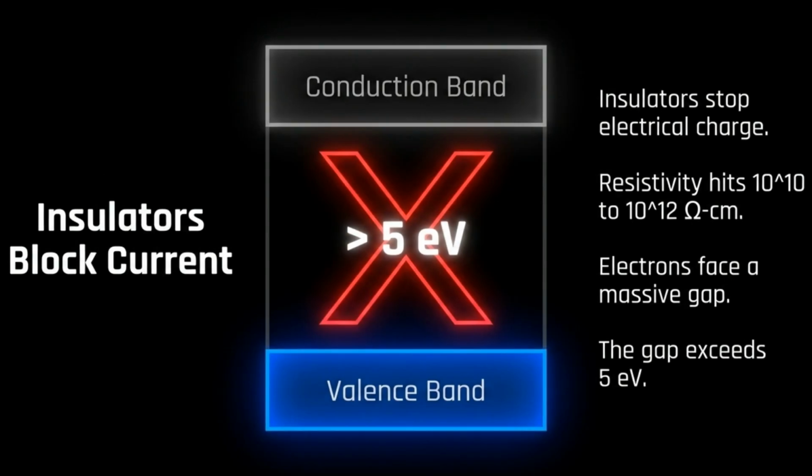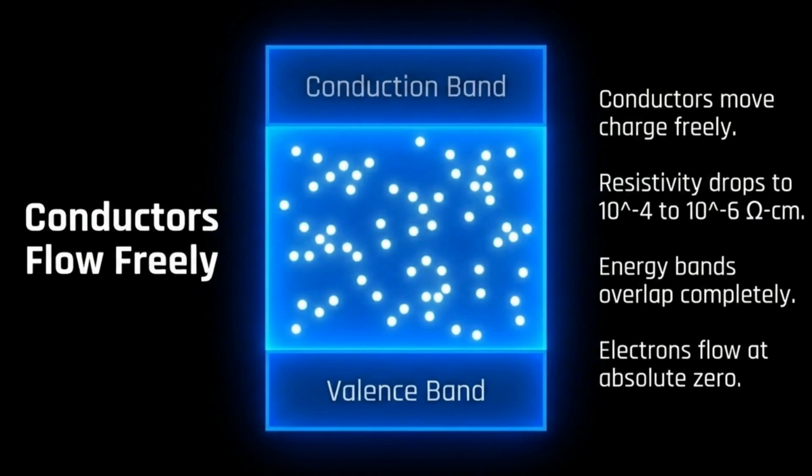Insulators stop electrical charge. They have a massive energy gap, exceeding 5 electron volts between the valence and conduction bands. Their resistivity is extremely high, ranging from 10 to the power of 10 to 10 to the power of 12 ohm-cm. Conductors allow charge to move freely.